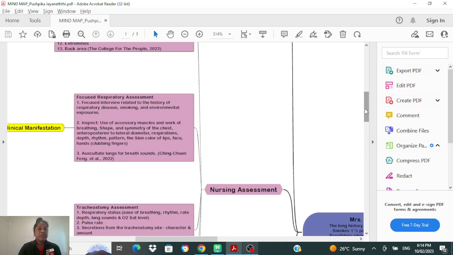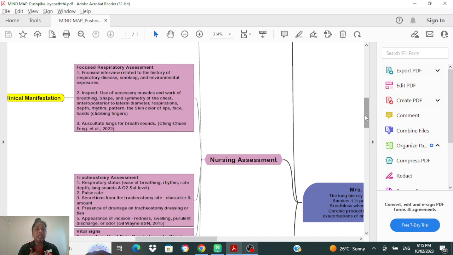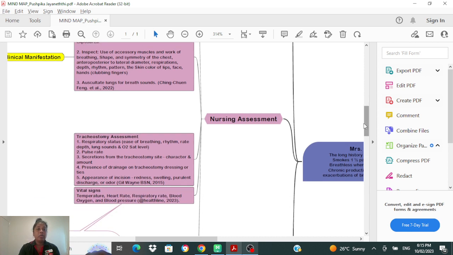And the second one is focused respiratory assessment. You have to interview the patient with a history of respiratory disease, smoking, environmental exposure, and inspect her using accessory muscles, breathing shape, and the depth and rhythm, pattern, skin color, lips, face, hands, and everything. And then auscultate her lungs just to make sure she doesn't have any abnormal sounds.